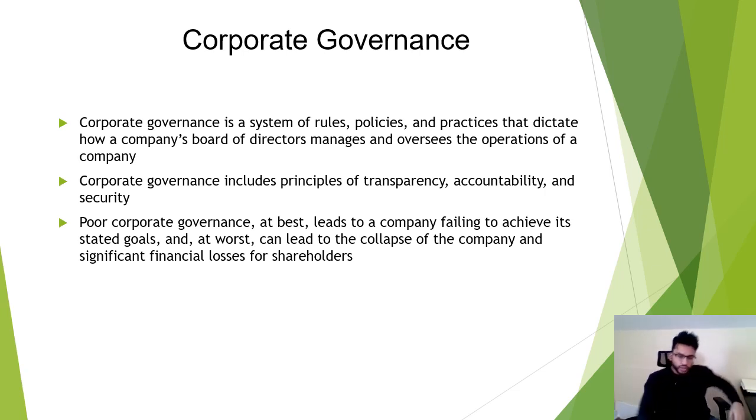Corporate governance. We talked about this as well, I'm sure. Corporate governance is a system of rules, policies, and practices that dictate how a company's board of directors manages and oversees the operation of a company. It includes principles of transparency, accountability, and security. Poor corporate governance, at best, leads to a company failing to achieve its stated goals, and at worst, can lead to the collapse of the company and significant financial losses for shareholders. Basically, these are the rules and policies that the board of directors or whoever manages the company puts together so that employees and everyone working there can follow them.